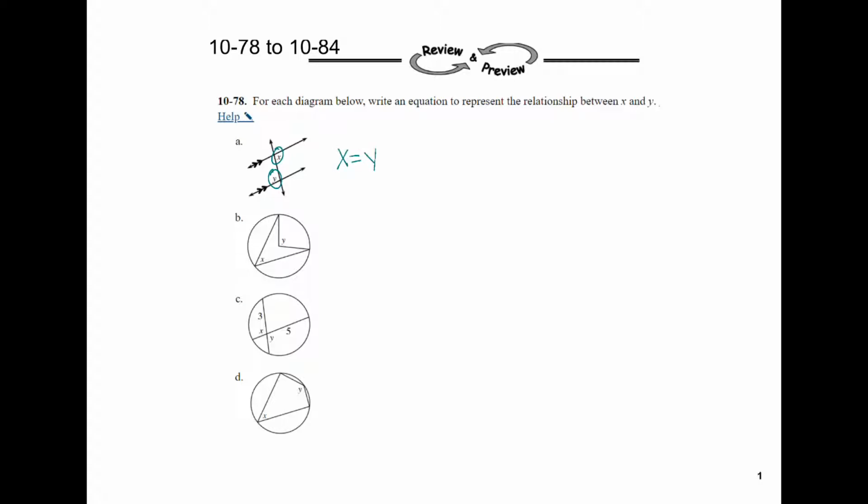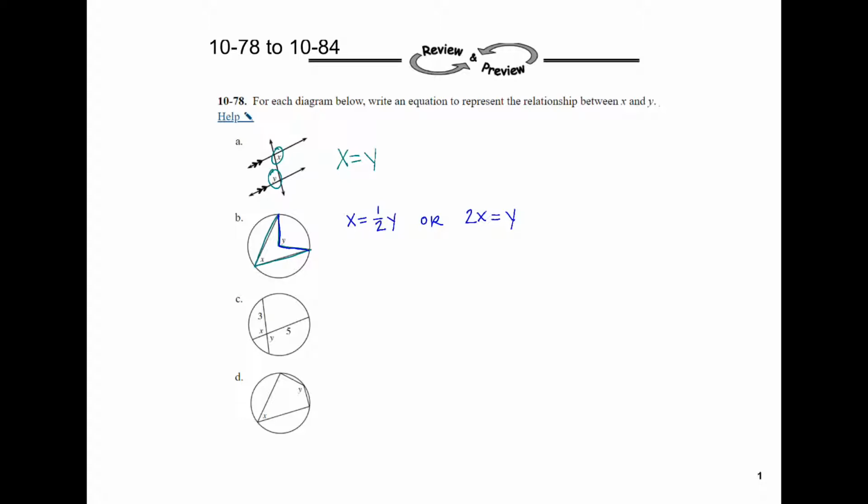y. Looking at letter B, we have an inscribed angle, which is x. We have a central angle, which is y. So our inscribed angle is half of our central angle, so we can say x is equal to half of y. Or we could write it the other direction and say our central angle is double our inscribed angle, so 2 times x is equal to y.